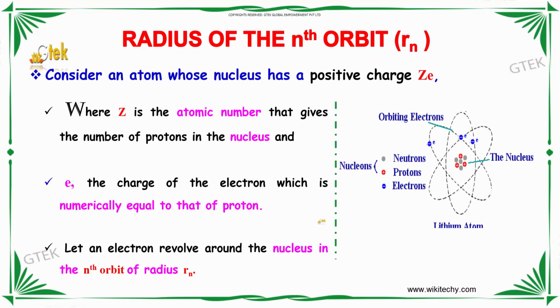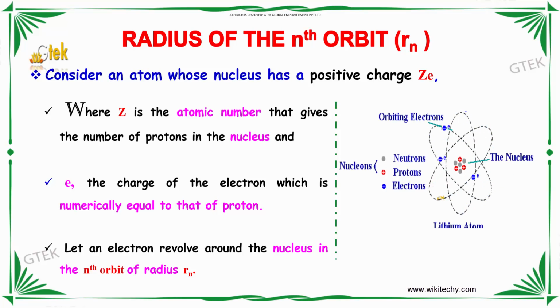Now we'll talk about the radius of the nth orbit. Consider an atom with a nucleus having a positive charge Ze, where Z is the atomic number that gives the number of protons in the nucleus, and e is the charge of the electron, which is numerically equal to that of the proton. Let an electron revolve around the nucleus in the nth orbit of radius Rn.